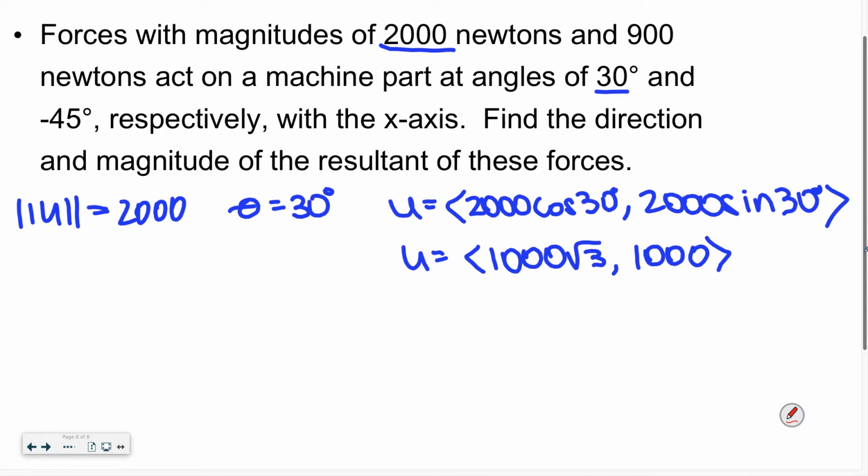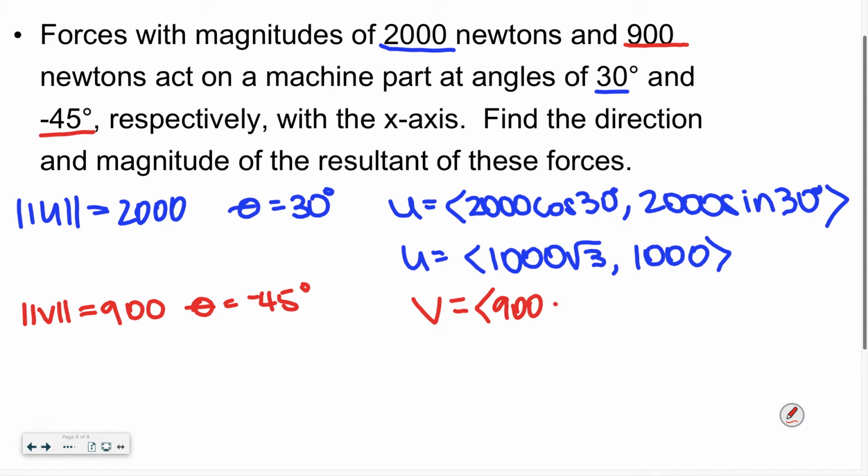Okay. Next, we have a force of 900 newtons at a negative 45 degree angle. So let's call that vector v. So vector v has magnitude of 900 with an angle of negative 45 degrees. So if we want the components of vector v, we need to take 900 times the cosine of negative 45 degrees and 900 times the sine of negative 45 degrees.